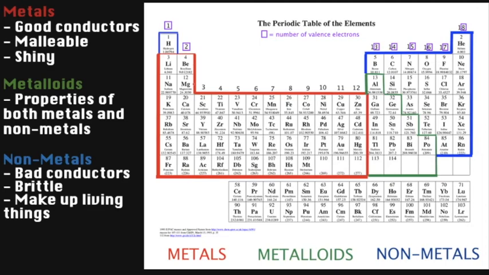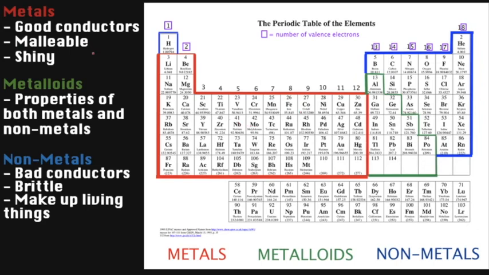And just some general properties of metals. They are good conductors of heat and electricity, right? So what that means is that they let heat pass through them very easily. They let electricity pass through them very easily. So if you want to make an electrical wire, you're going to make it out of some sort of metal, like copper or gold or something like that, right?